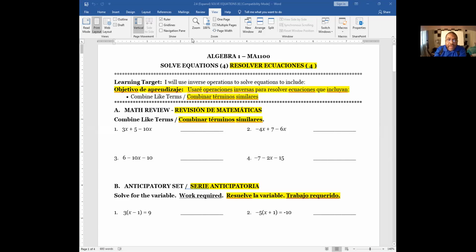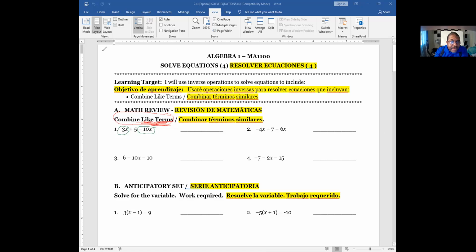All right, beautiful. So let's go ahead and work out some of these problems on 2.4. We're going to combine like terms. So when we look at 3x plus 5 minus 10x, which ones are the like terms? Well, the positive 3x and the negative 10x are the like terms.